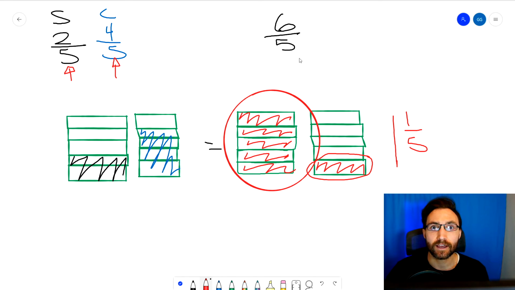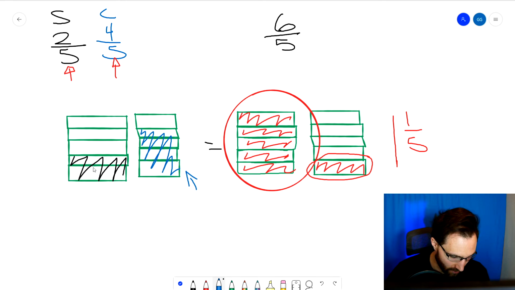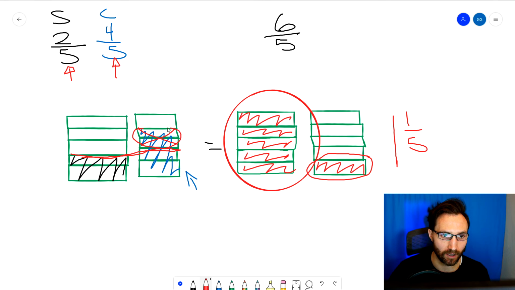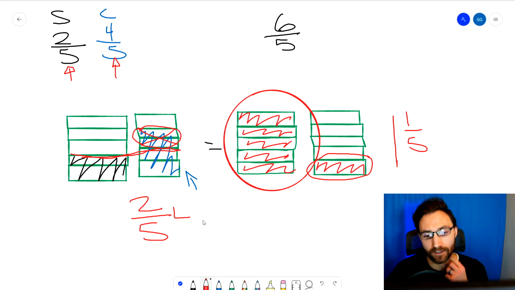And then referencing, and then go into the subtracting part to see how much more Creighton drank than Scotland. If we look right here, we can see that Creighton drank 4/5 and Scotland drank 2/5. Well, Creighton drank 2/5 more water. If these were even, you could see that Creighton drank 2/5 liters more water than Scotland.